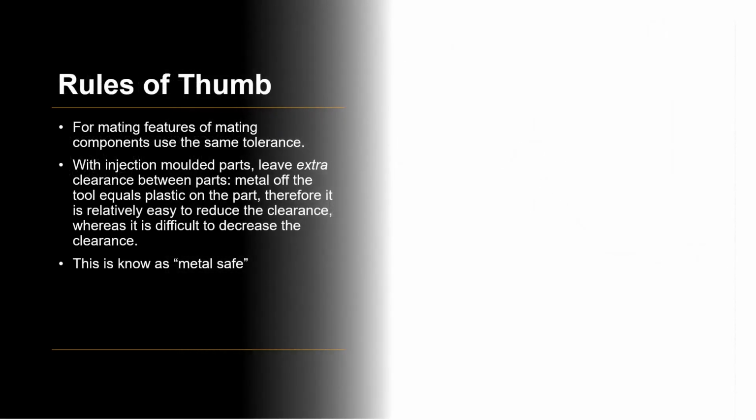There's a lot of things to think about when creating tolerances, and this is just a brief overview. Some of the rules of thumb to consider, though, is that for features of mating components, try to use the same tolerance. With injection molded parts, it's also important to err on the side of caution and to leave extra clearance between parts, because it's much easier to remove metal from a tool, and that equals plastic on the part. Therefore, it's fairly easy to reduce the clearance and tighten up the tolerance if possible. This is what's known as a metal safe condition.